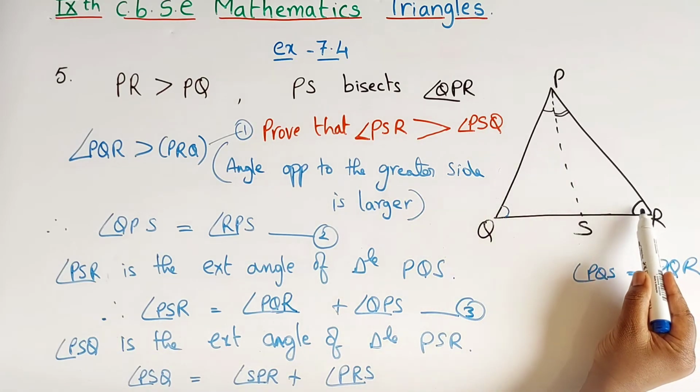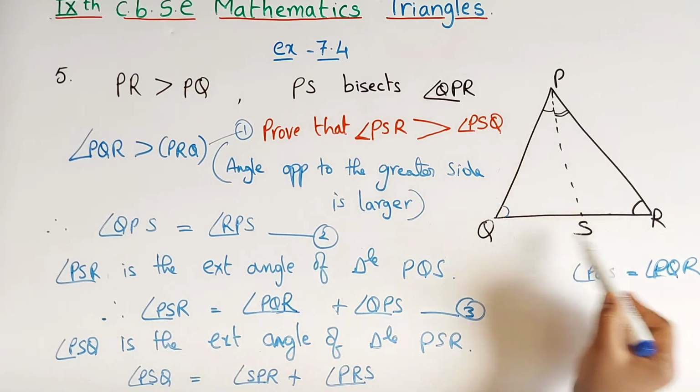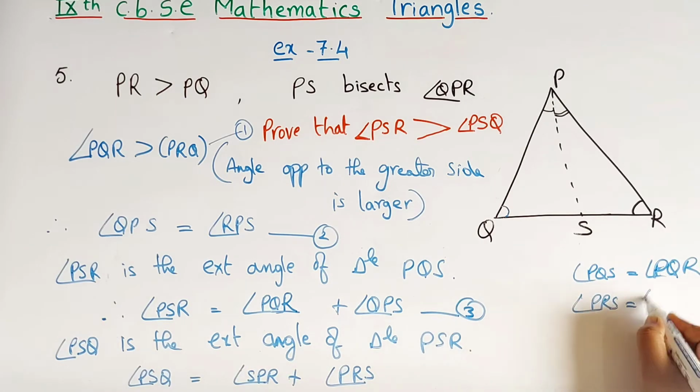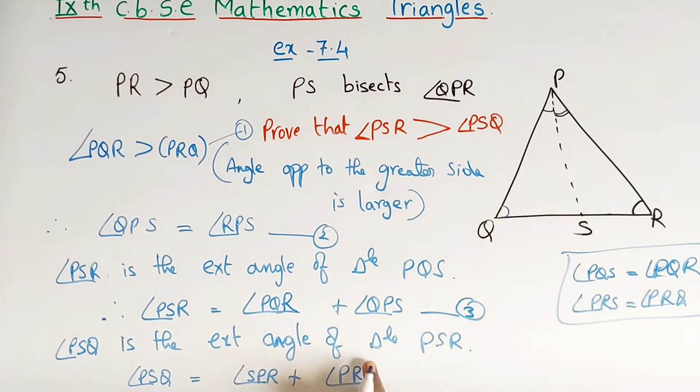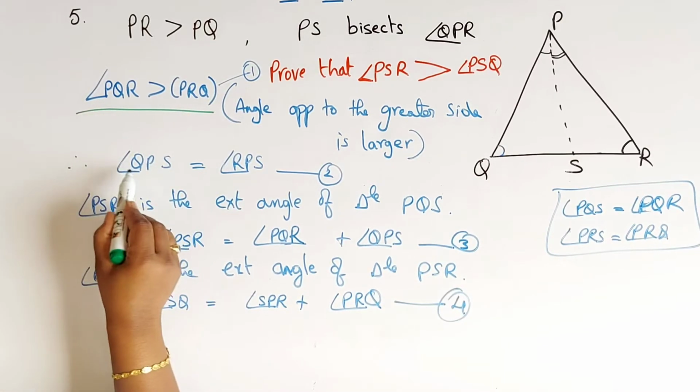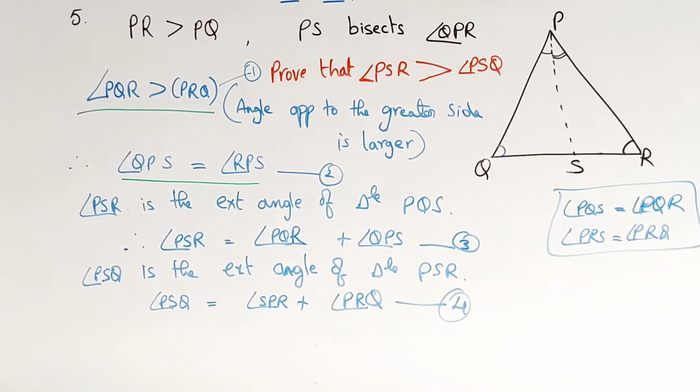In place of PRS, we can write PRQ also, children. So that's what I am writing. In place of PRS, I am writing PRQ. Right, children? From here you can add the first and second equations, children.